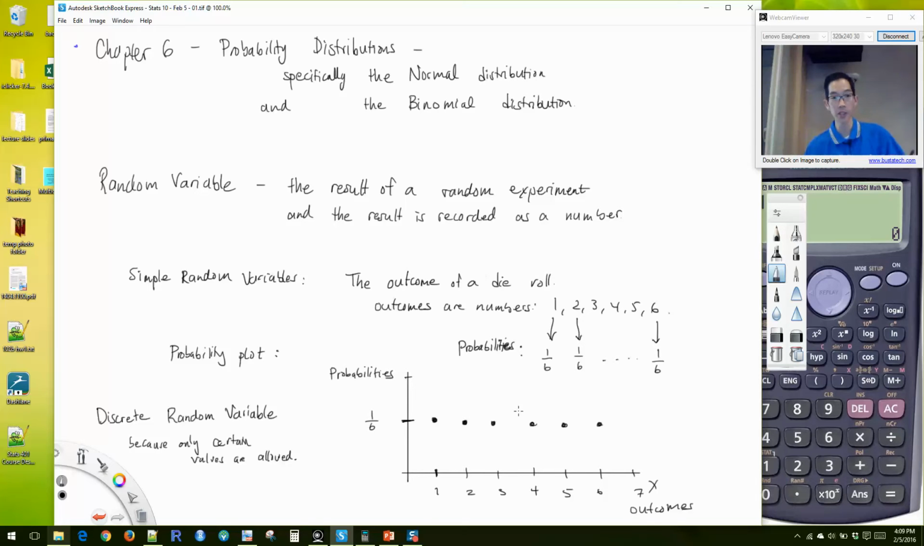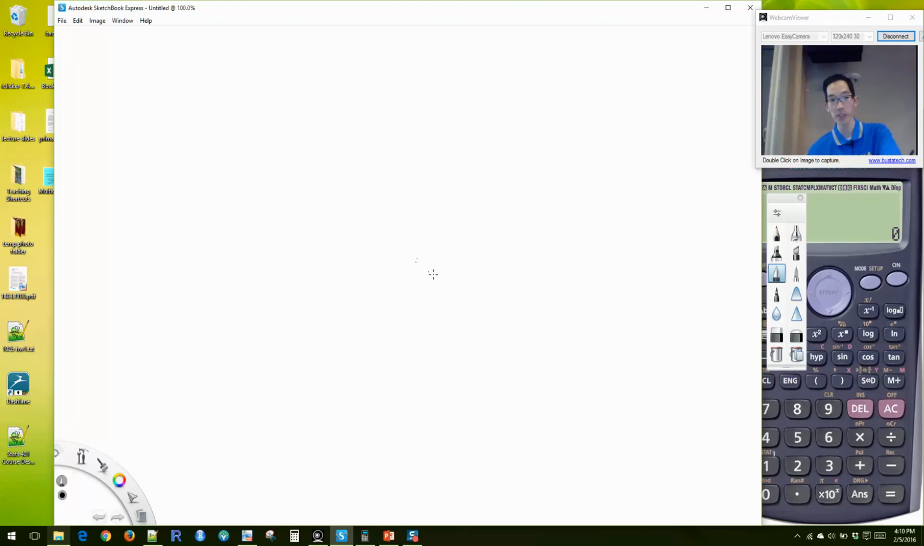All right, so this is a discrete random variable, okay? What we are going to focus mostly on in this class, at least in today's section, is the normal distribution, okay?